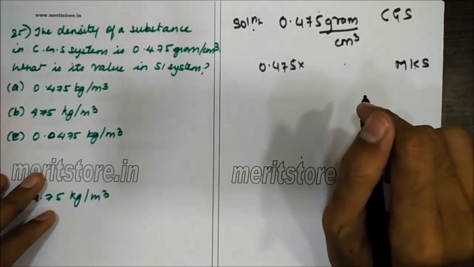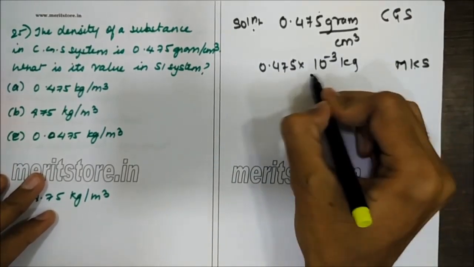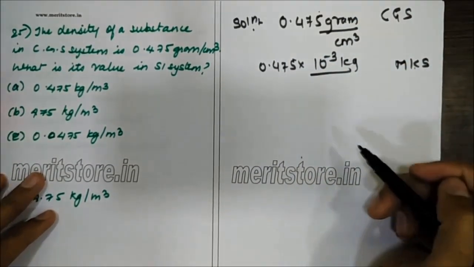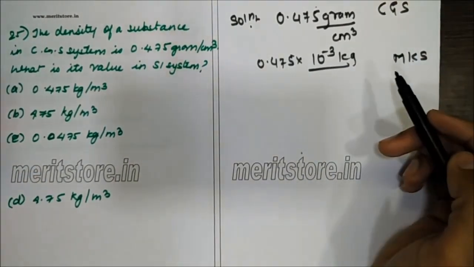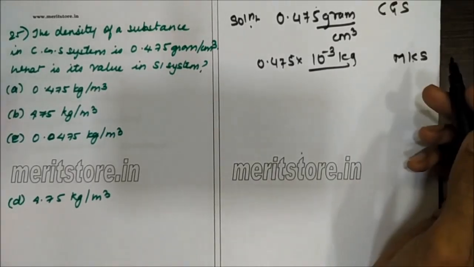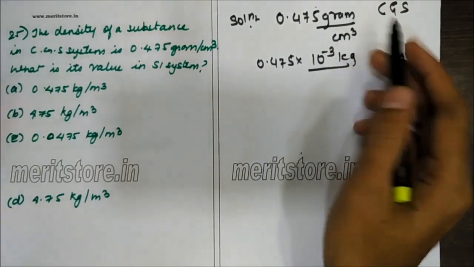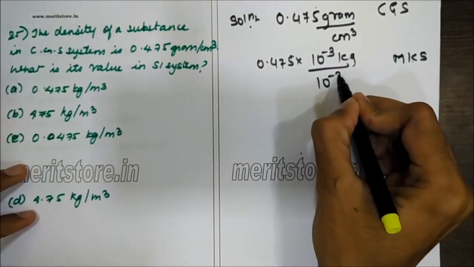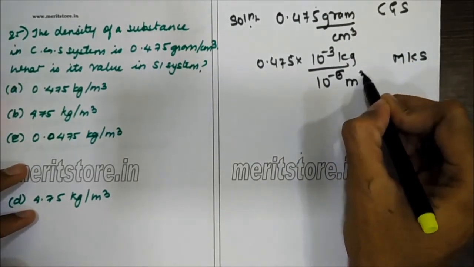So the gram will now change into kilograms, and we have 10 raised to minus 3 kg. 1 gram changes to 10 raised to minus 3 kg. And then we have centimeter cube. Centimeter changes into meter, that becomes 10 raised to minus 2, and the cube of that becomes 10 raised to minus 6 meter cube.